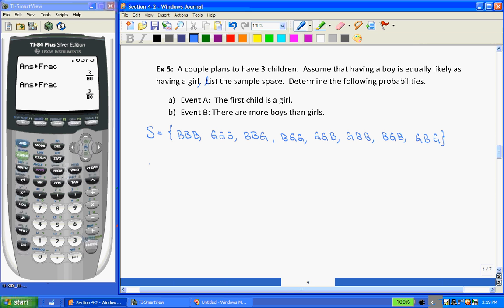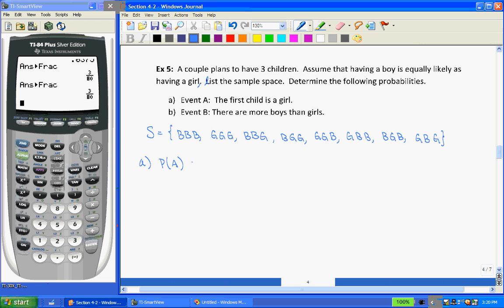Okay, so we're asked to find the probability of the following events. Event A, the first child is a girl. Let me back up here. There are 8 elements in our sample space, and each one is equally likely. So we say the probability of an individual event is 1/8. Now I'm being asked to find the probability that the first child is a girl. What I want to do is go through my sample space and take into consideration every outcome where the first child is a girl. It doesn't matter what happens in the second and third child, but just that first one.